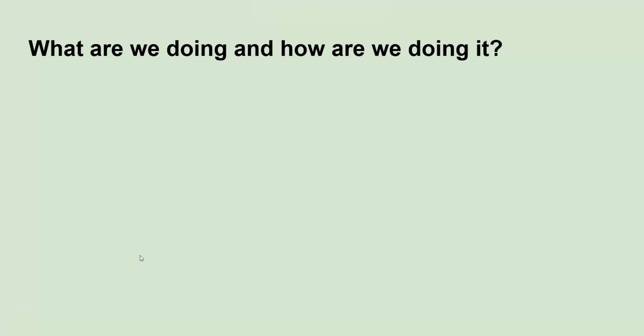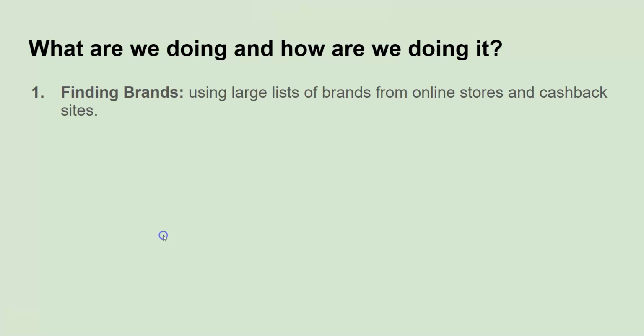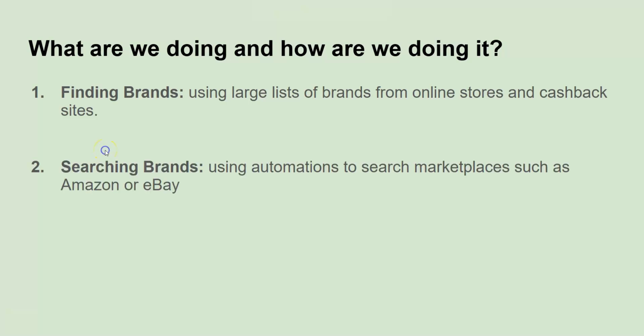So now that we know why we're doing it, the other thing is, what are we actually doing and how are we going to do it, which is what I'm going to explain right now. For number one, you're going to find brands. First of all, you have to find brands. It's going to take a long time to really go through manually and find brands. So instead, what I do is I use large lists of brands from online stores and cashback sites. And I've already scraped these brands so you don't have to do it.